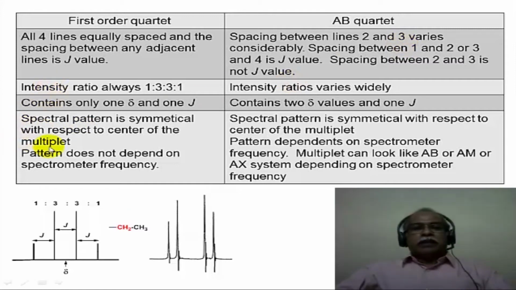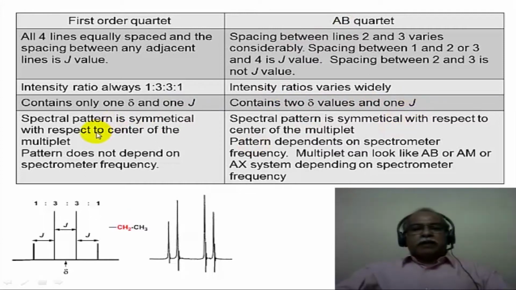Now, the intensity ratio of a first order quartet will always be 1:3:3:1, whereas the intensity ratio of an AB quartet will vary very widely depending upon the delta divided by J ratio. In the case of a first order quartet, it contains only one delta value and one J value, whereas an AB quartet actually contains 2 delta values and one J value, which corresponds to JAB.